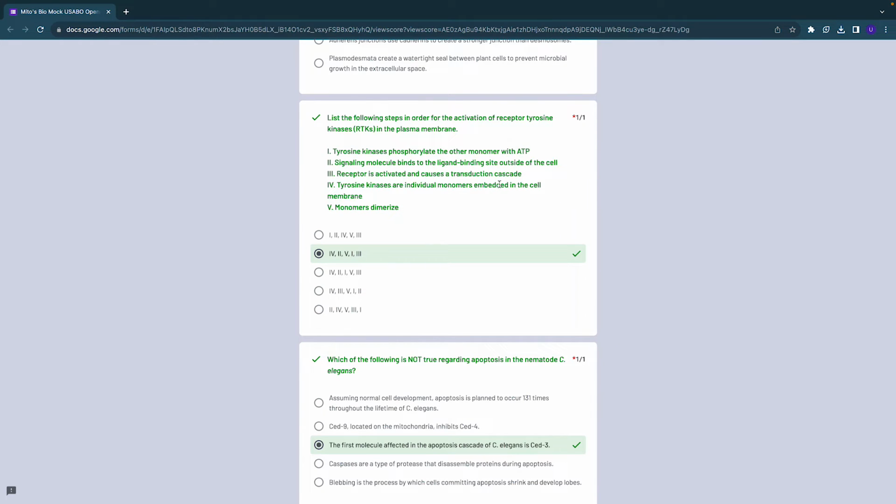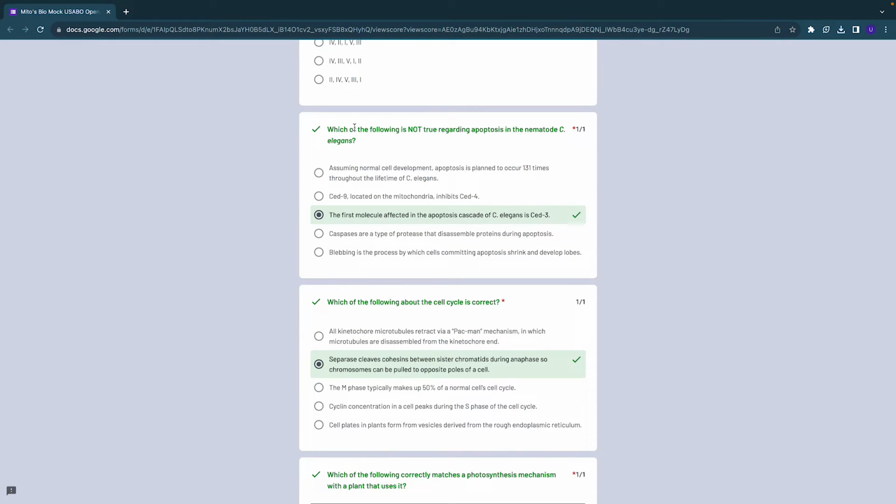All right, so now let's look at this one. Steps for the activation of receptor tyrosine kinases. So we're going to start out with our individual monomers, which is step 4, and then we're going to have a signaling molecule bind, which is step 2. And then after that, we're going to have the monomers dimerize. Those two monomers are going to come together. And then essentially they're going to phosphorylate each other with ATP. And then finally, the receptor is considered activated, and then it causes a transduction cascade that leads to a cellular response.